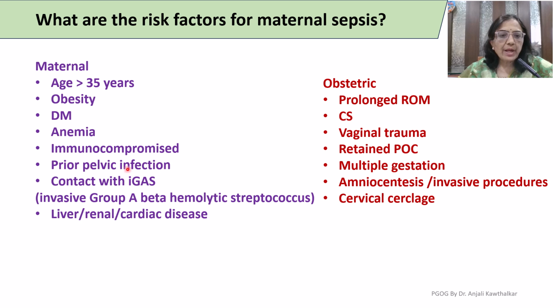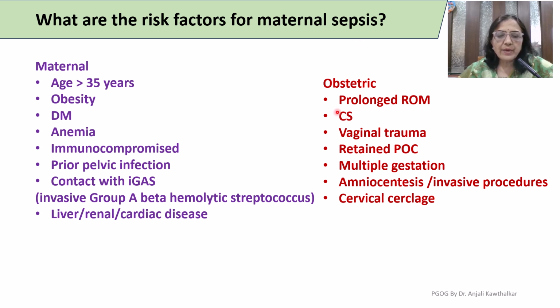Immunocompromised woman, prior pelvic infection, contact with invasive group A beta hemolytic streptococcus. GAS is group A streptococcus, and if the patient has contact with an invasive group A beta hemolytic streptococcus infection, there is a high risk of going for pneumonia, and that is why it is considered a risk factor. Also any underlying liver disease, renal disease, or cardiac disease.